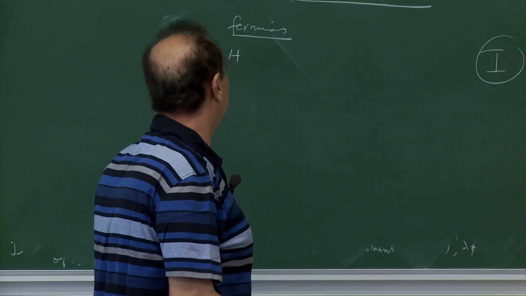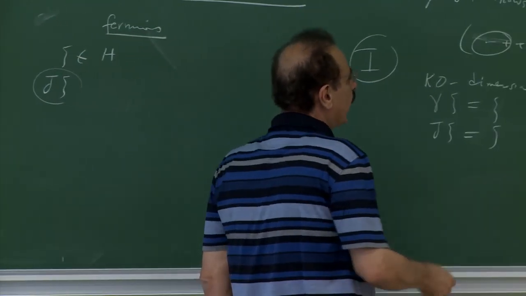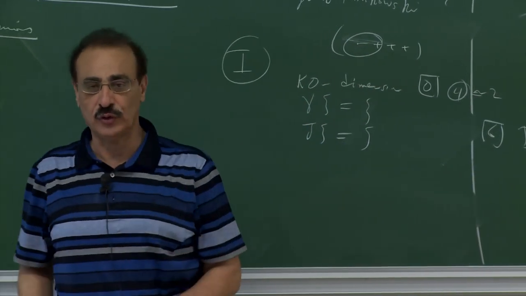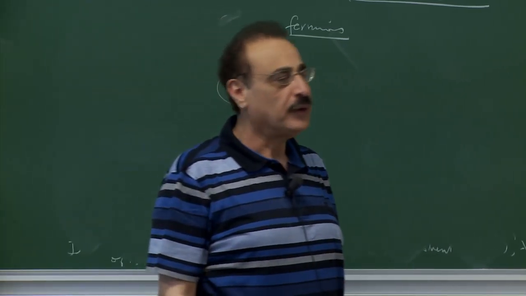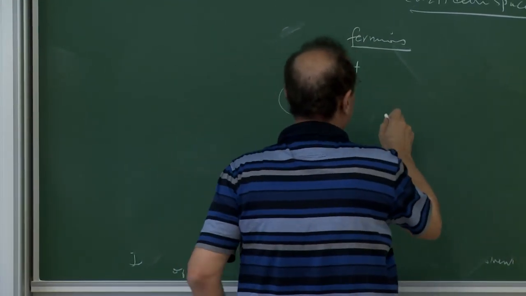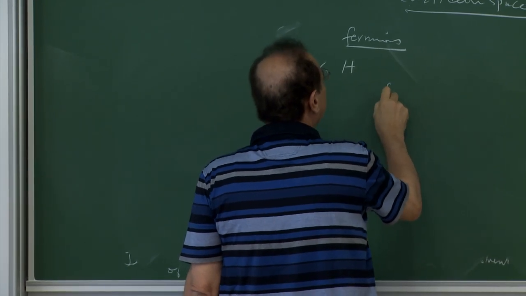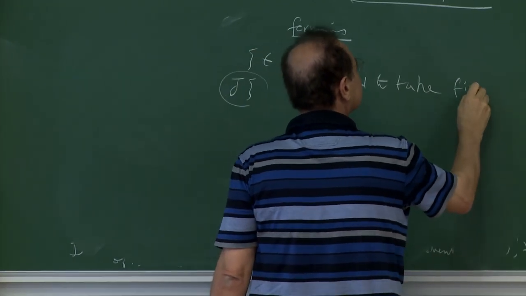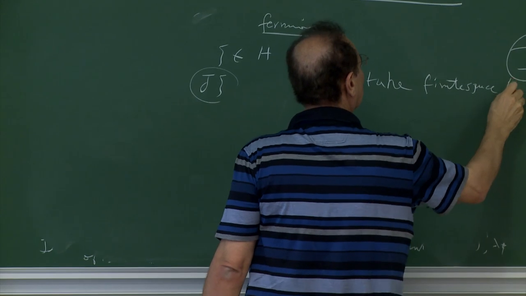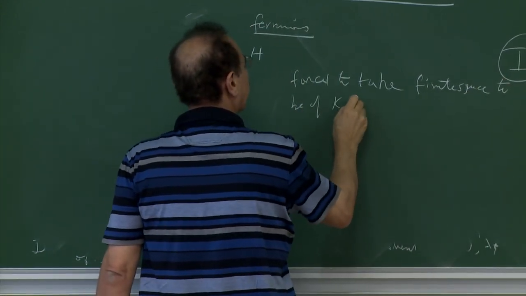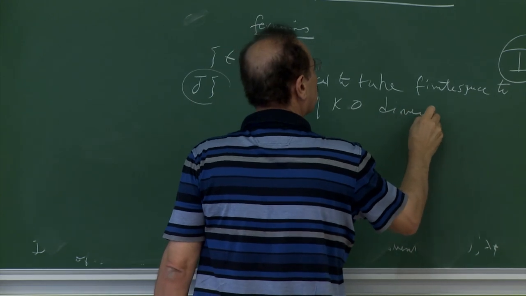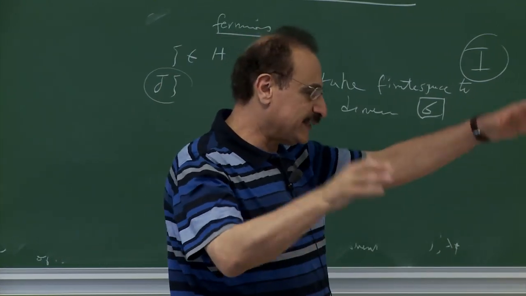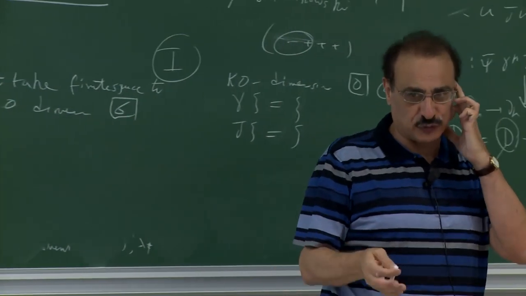You are really forced to tensor it with another space whose KO dimension should be 6. Because 2 plus 6 is 8, which is 0 mod 8, right? So to start with, to solve the Fermi doubling problem, we are really forced to take the finite space to be of KO dimension 6. In other words, the total space should really have dimension 10, like 6 plus 4 is 10.